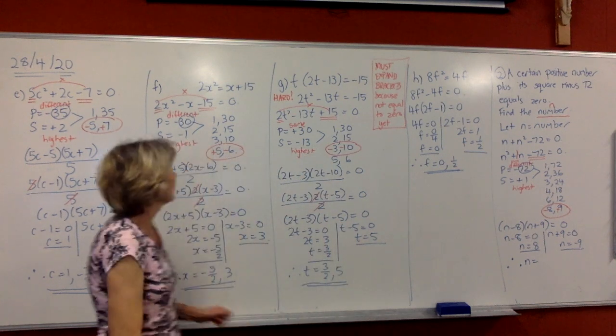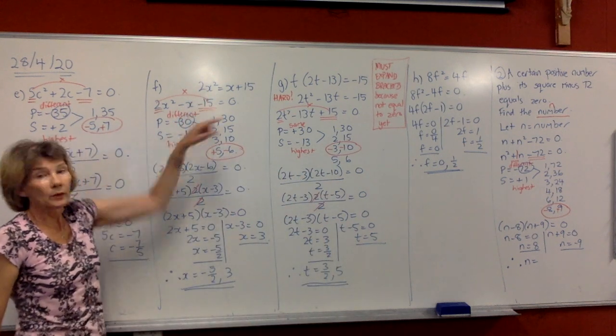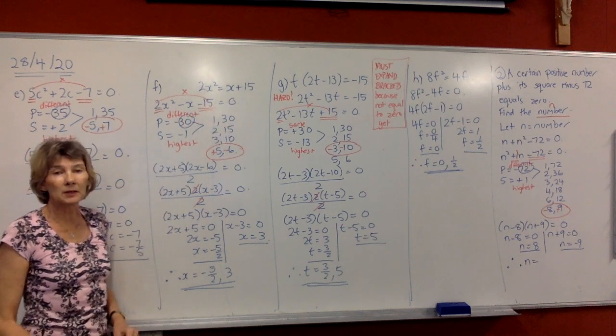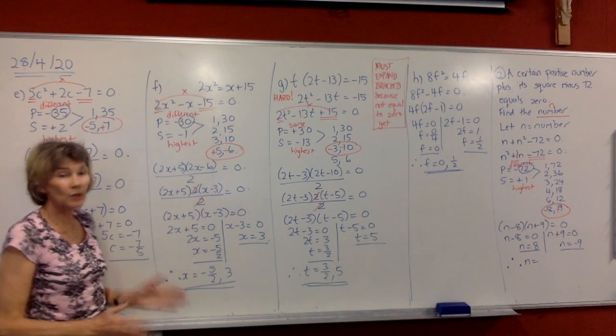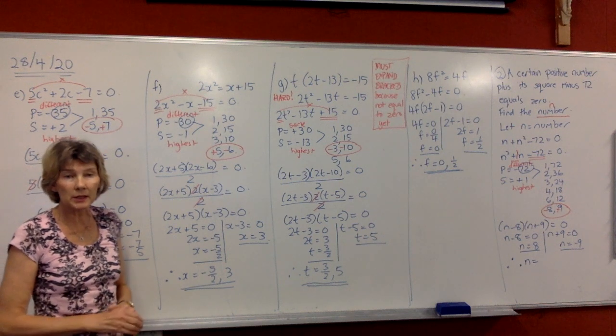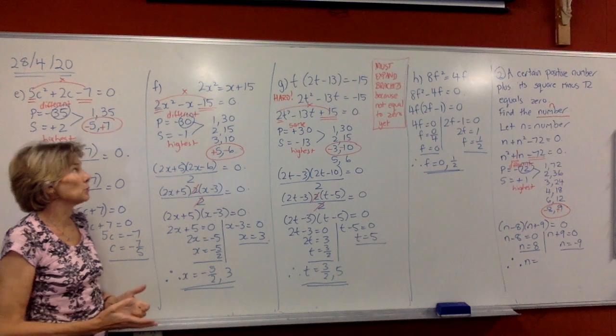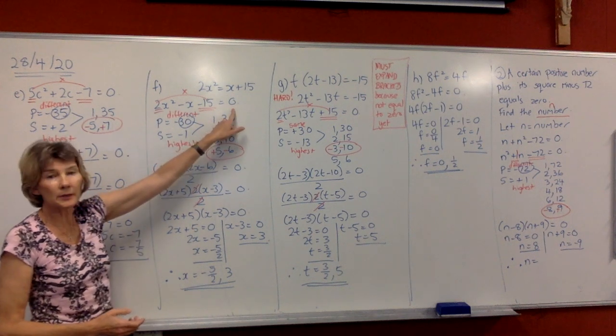Okay, over here on F, these questions are starting to get harder. So we have 2x squared equals x plus 15. That's not equal to 0. So if you go back to the start of the notes today, you'll see the first thing is make sure it's equal to 0. So we're going to keep the 0 here.